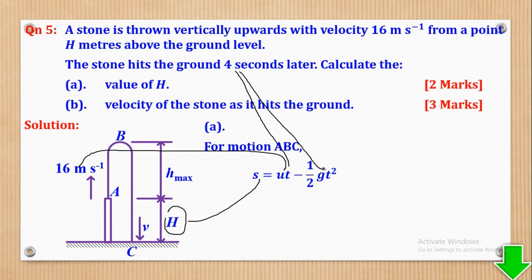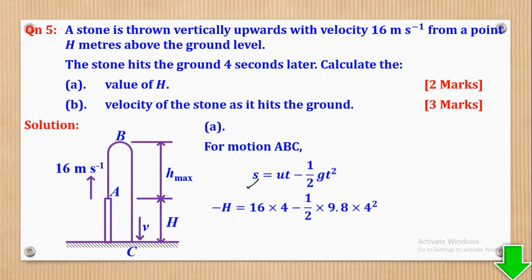So what we are going to do is substitute. Where there is s, we shall put the displacement, which is negative h. For u, we shall put 16. For t, we shall put 4. For g, we shall put 9.8, and for t, we shall put 4. From this, you realize that there is only one unknown. Therefore, when I simplify and make h the subject, it will be 14.4 meters.